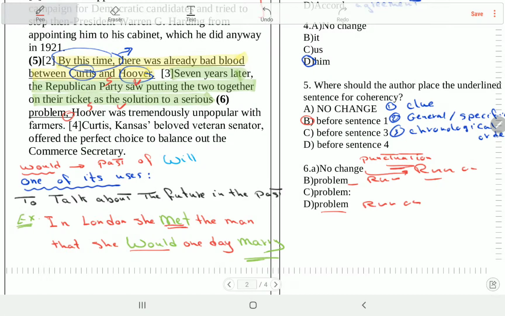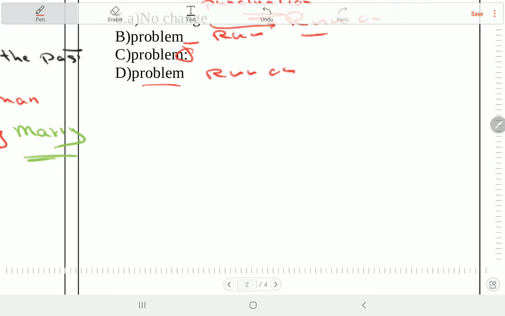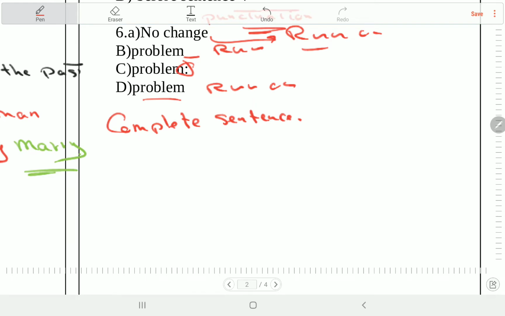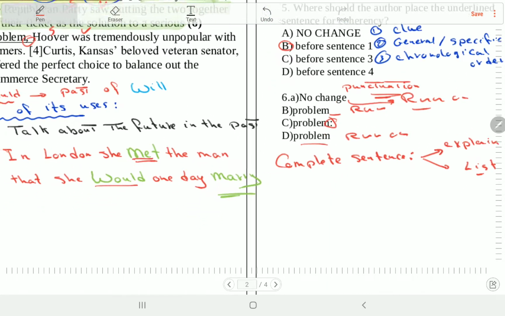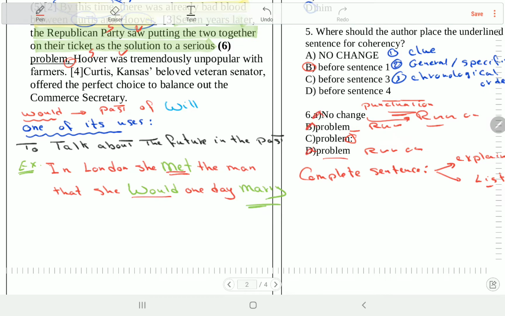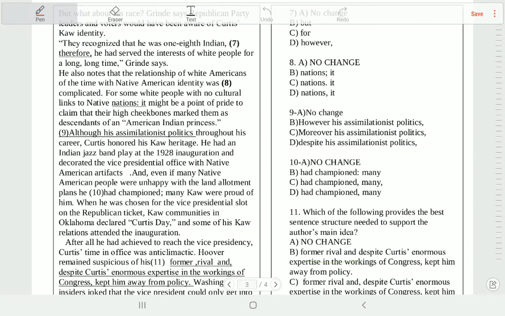In C, we have a colon. Let me remind you: what does a colon do? Remember, before the colon we must have a complete idea, a complete sentence, meaning we can put a full stop and it's a meaningful sentence. So why do I put a colon? Because you elaborate, meaning you are explaining or you are listing something. So list or explain. That's it. So definitely it's not A, run-on, it's not B, run-on, it's not D, so it's C, a colon. He is elaborating. What is the problem? Hoover was tremendously unpopular with farmers. So this is the problem. That was number 7.